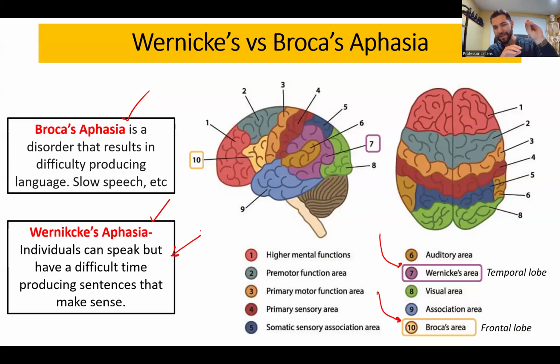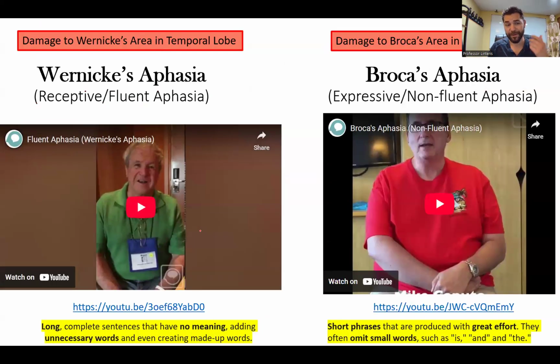So the difference here is the ability to speak versus actually coordinating that speech. It may be long, drawn-out sentences with words in random places that are not really interpretable, right? So that's Broca's aphasia versus Wernicke's aphasia. And you can check both of these out here.